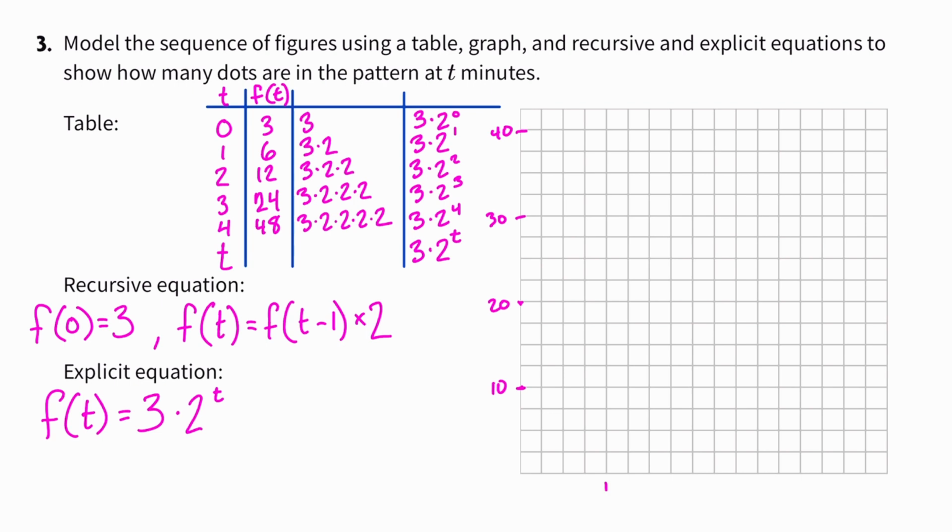The last thing it wants us to do is to make a graph. So that's what's happening on the left side. We're just gonna graph all those coordinate pairs, 3, 6, 12, 24, and I can't really fit 48 in here, but you get the picture. And this graph is curved. This is a geometric sequence.